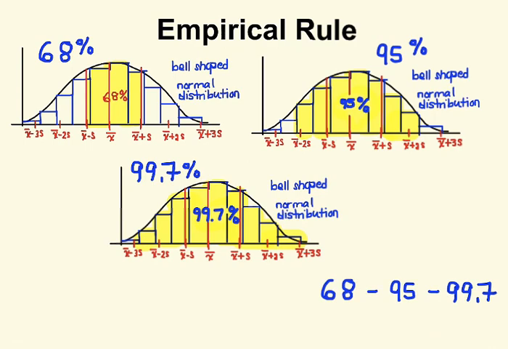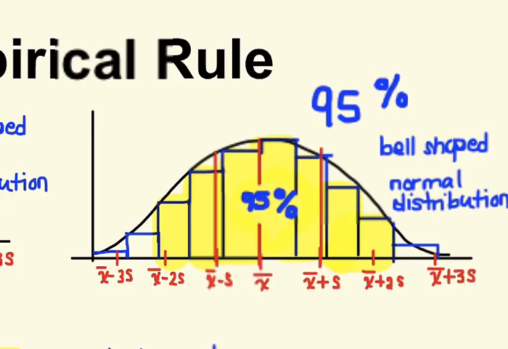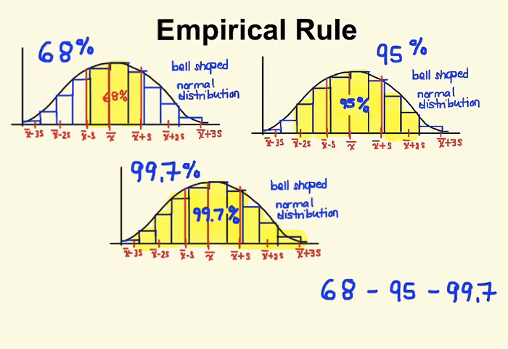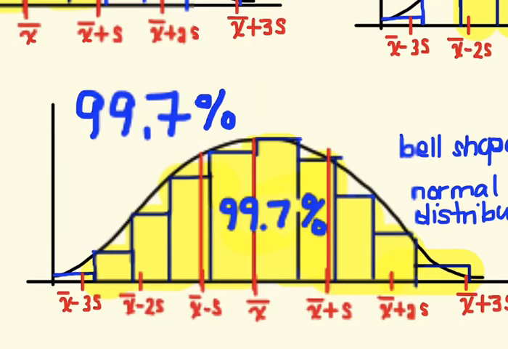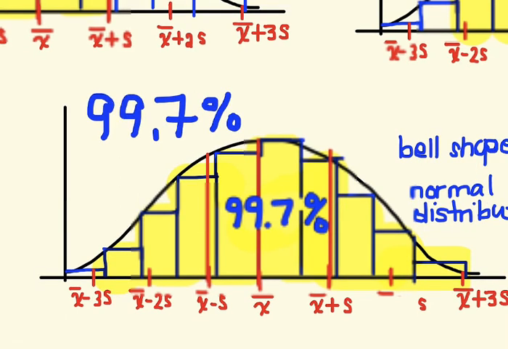We know from the empirical rule, if our data is normally distributed, that 95% of our data set will lie between 2 standard deviations above and below our mean. And then finally, just about all of our data, 99.7%, and that's quite a bit of data, will lie between 3 standard deviations below our average or mean and 3 standard deviations above our mean.